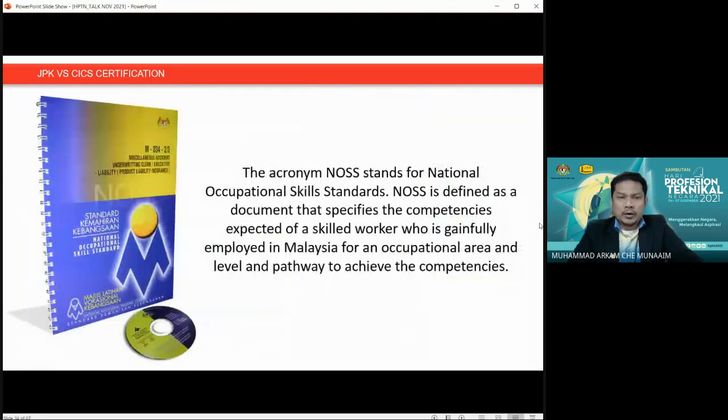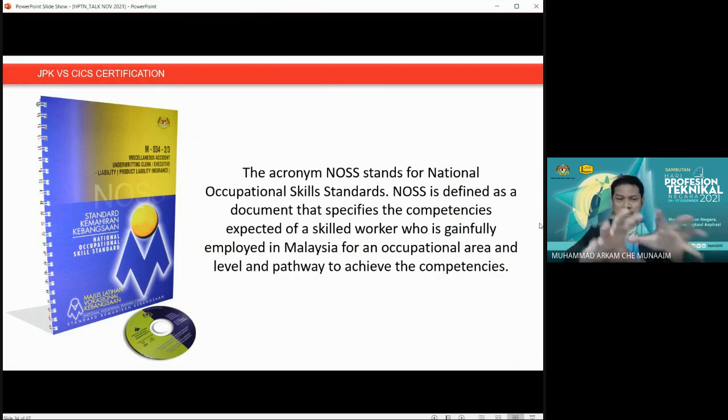Okay, the acronym NOS, National Occupational Skills Standard, is defined as a document that specifies the competencies expected of a skilled worker who is gainfully employed in Malaysia for an occupational area and level, on the pathway to achieve the competency. They can climb up from level 1, level 2, level 3, level 4, level 5 in the NOS standard.